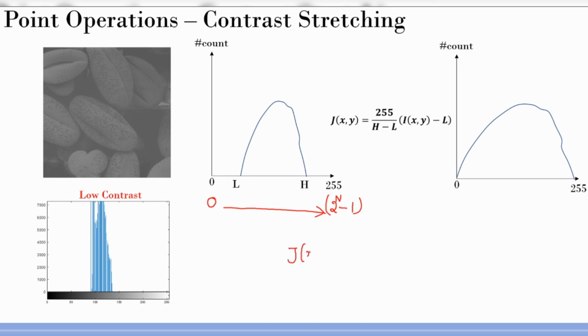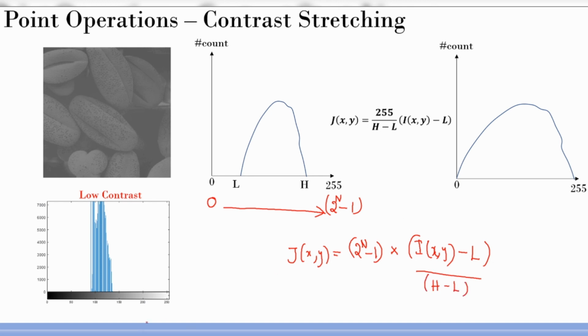So J of x, y is equal to 2 raised to n minus 1, minus 0 actually, but 0 doesn't make any sense, into I of x, y. That means for each pixel, you need to do this operation, minus this L. This L is the lowest intensity which is there in the original image, okay. So minus L, divided by H minus L.